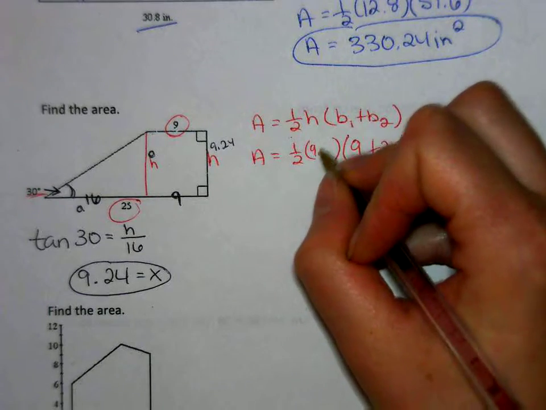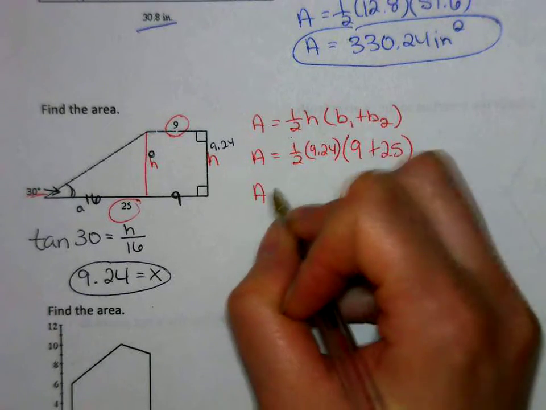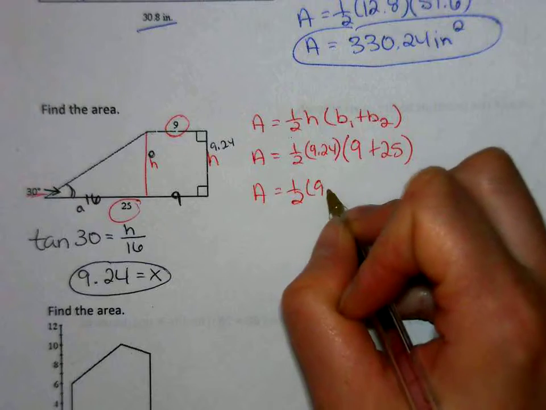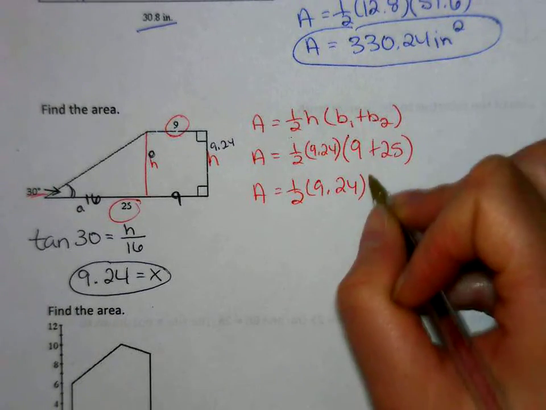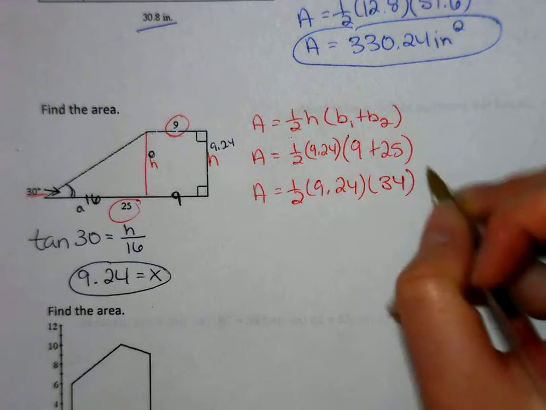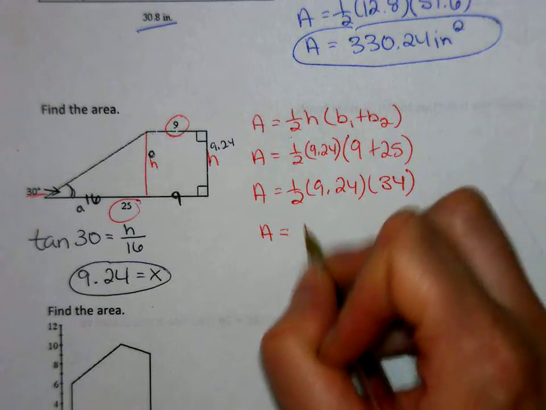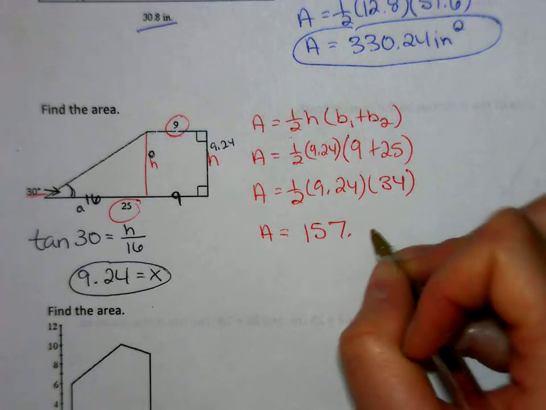And we know that 9 plus 25 is 34. So when we finish multiplying this out, we get 157, excuse me, 800 units squared.